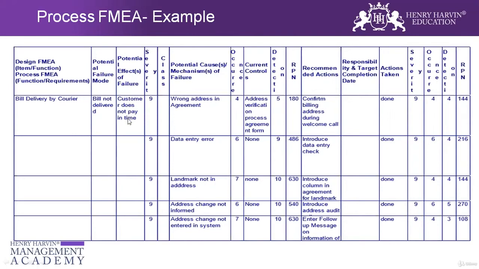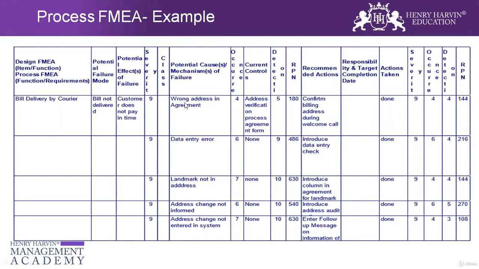So for example, I'm a company who raises invoices to get the payments. If my bill is not delivered by the courier, my customer will not pay me on time. How severe is it? Very severe, because we all work on the revenue. My customer will not pay me. How will I get the revenue out of it? Okay.